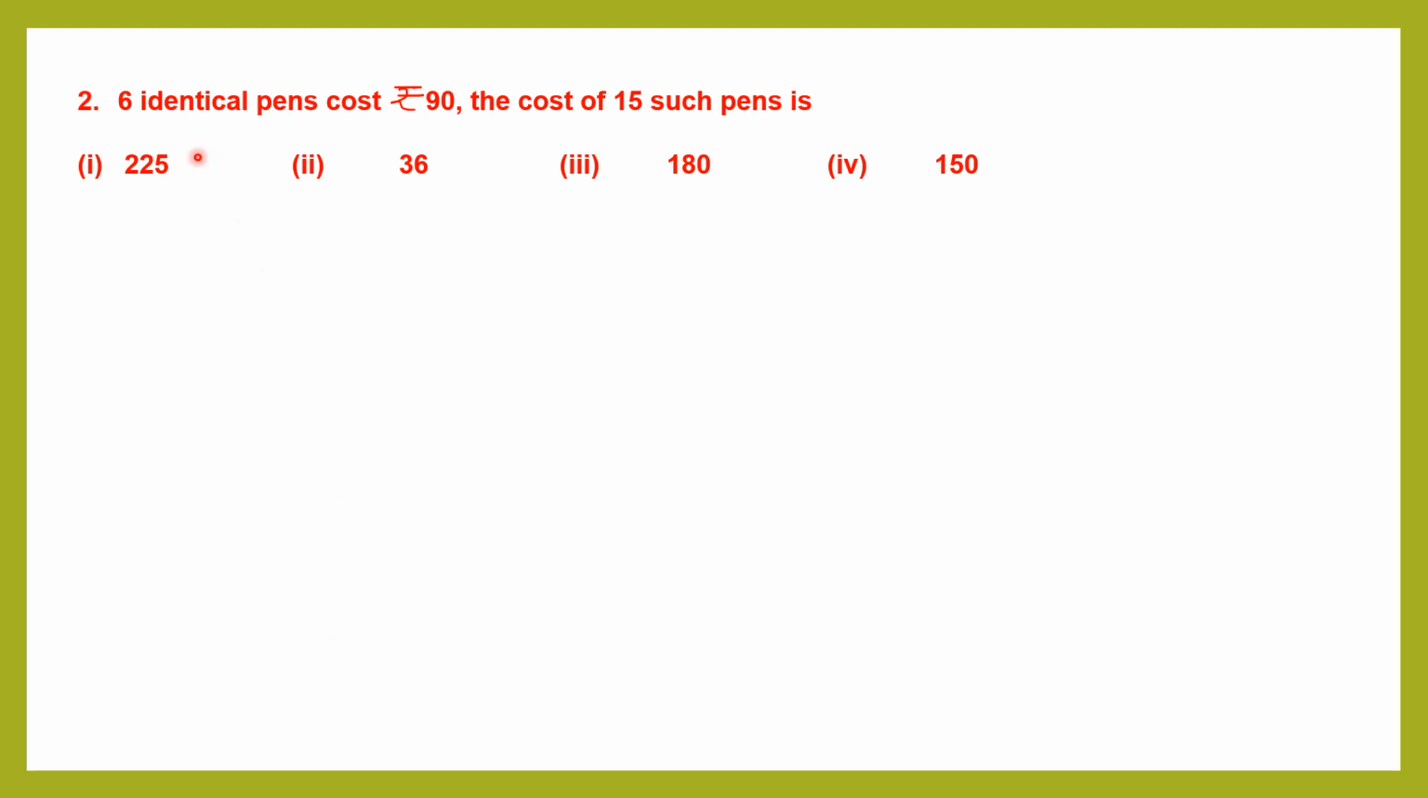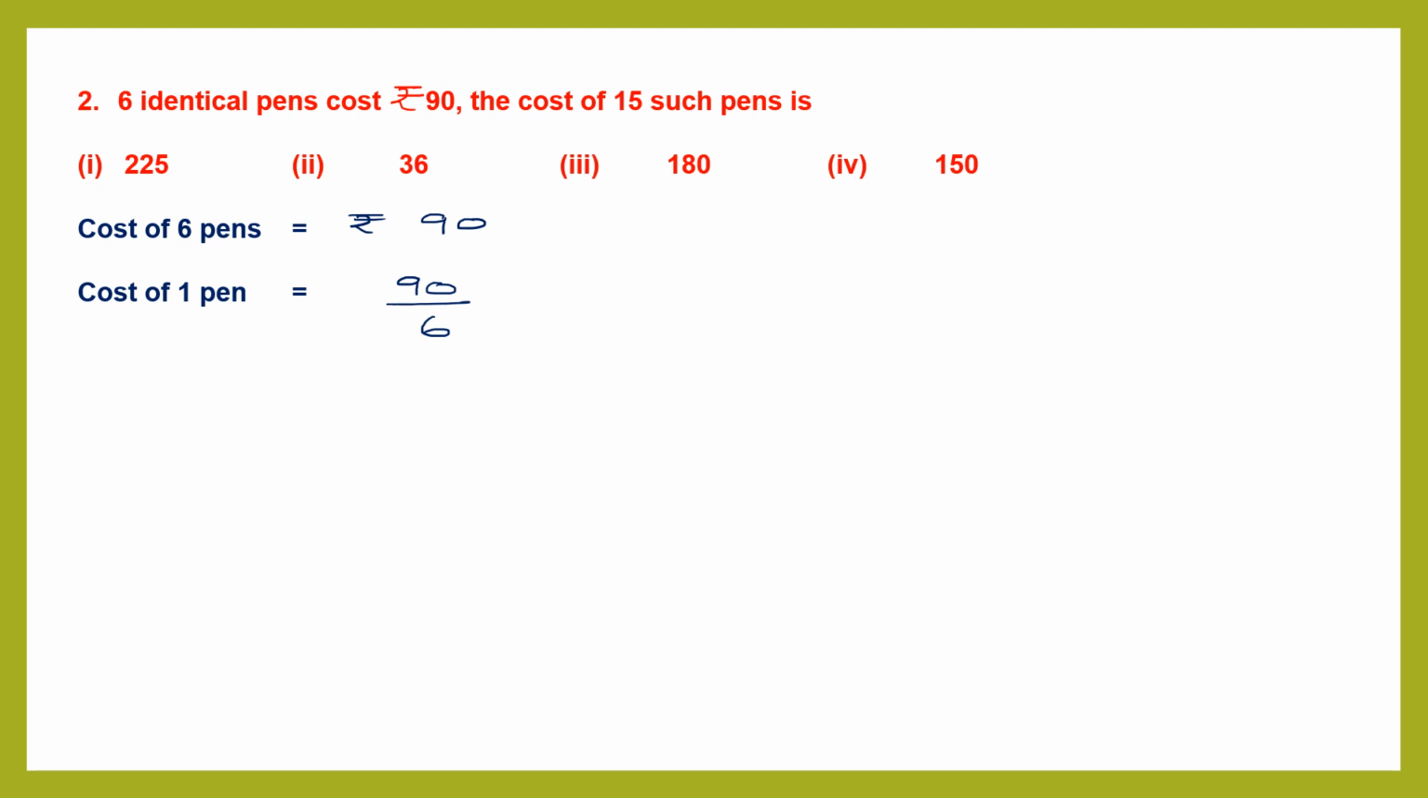Question 2. 6 identical pens cost 90 rupees. We have to find the cost of 15 such pens. So, cost of 6 pens is already given to us, and that is 90 rupees. So, we have to find the cost of 1 pen. So, if 6 pens cost 90 rupees, 1 pen will be less than this, isn't it? So, 90 divided by 6. Leave it as it is.